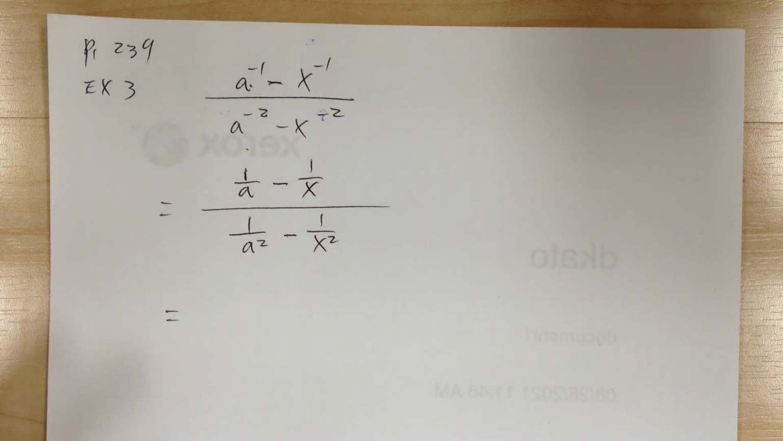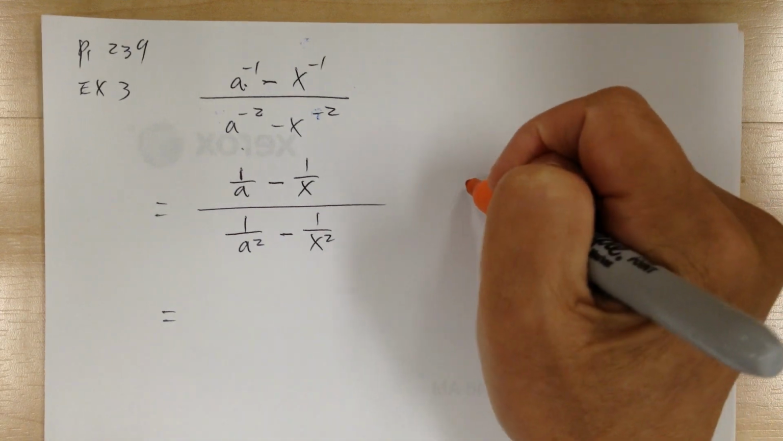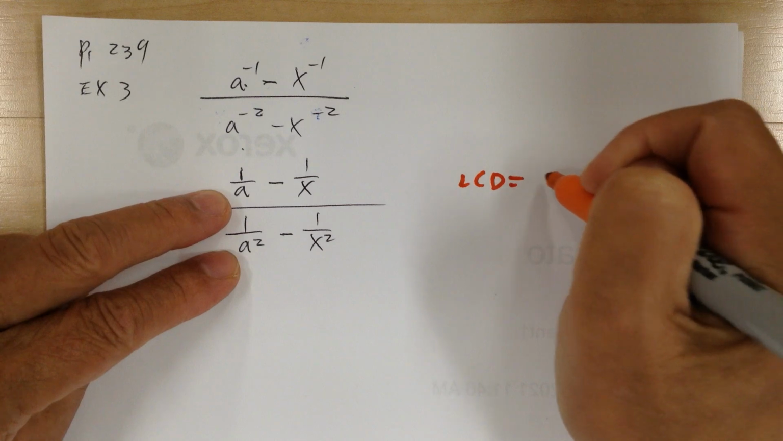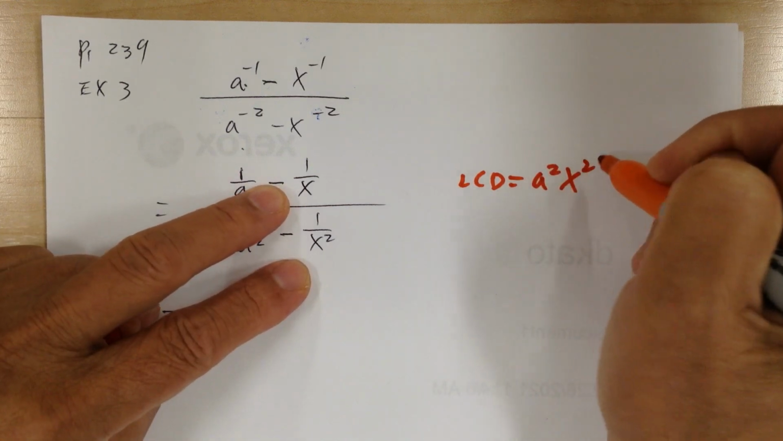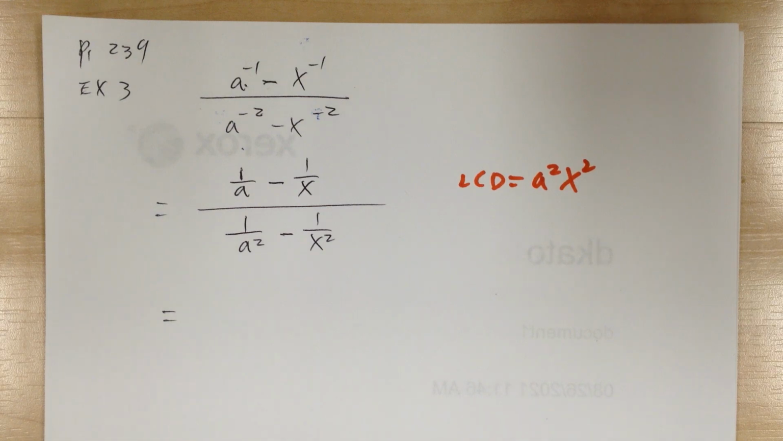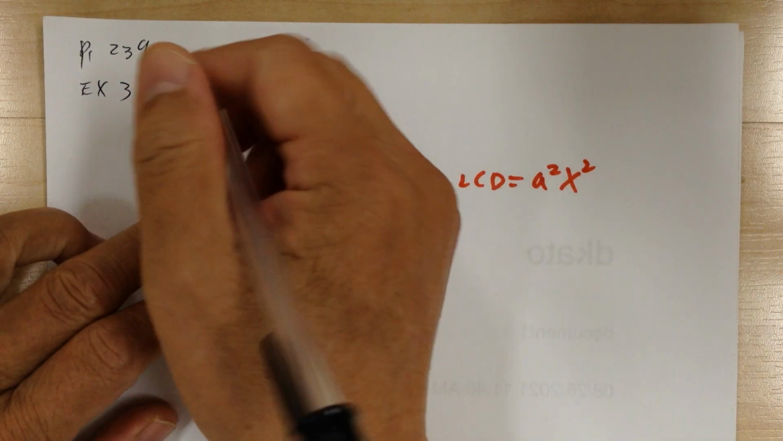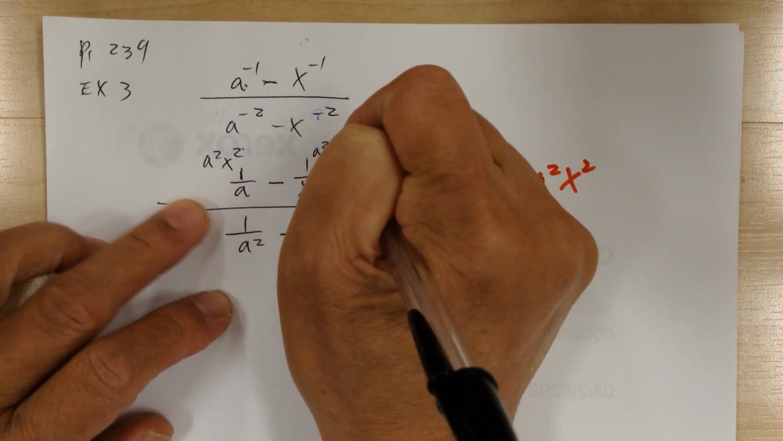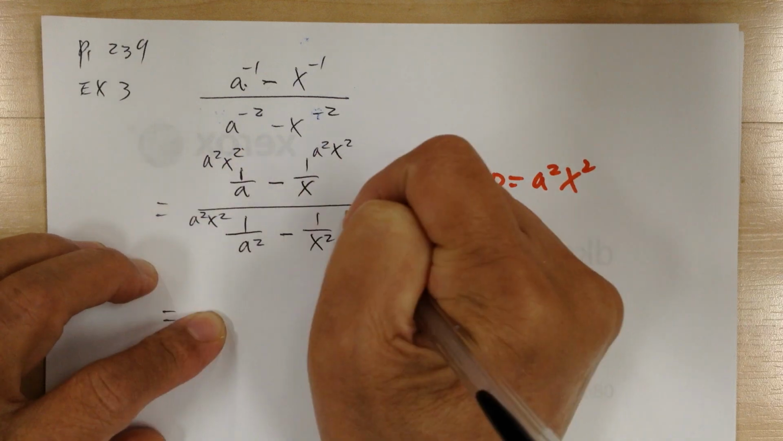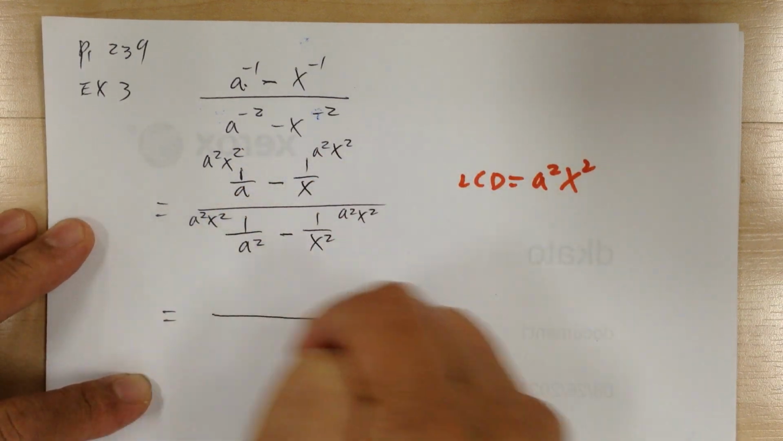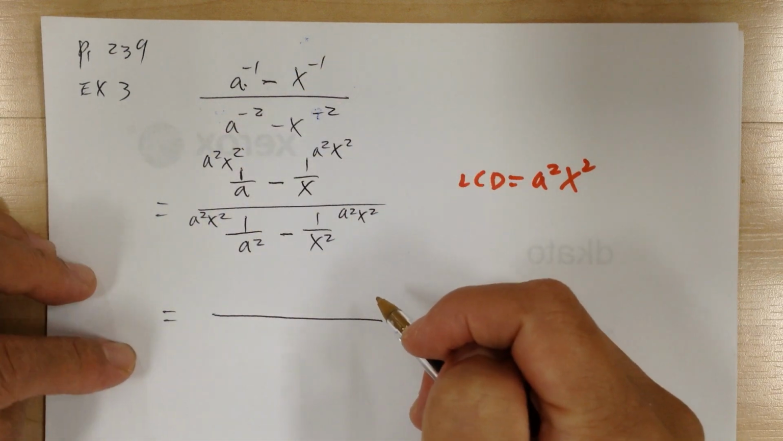Okay, your next step is to get your LCD. Again, look at the denominator. So you're going to have the a squared, the x squared. So that's your LCD, that's what you need to multiply. Okay, so I'm going to just write it down here. So I need to multiply by a squared x squared on each term. Now write it down so that I can cancel things out for each term.